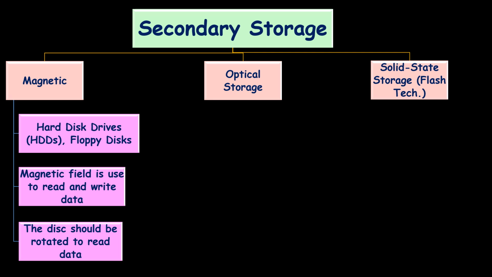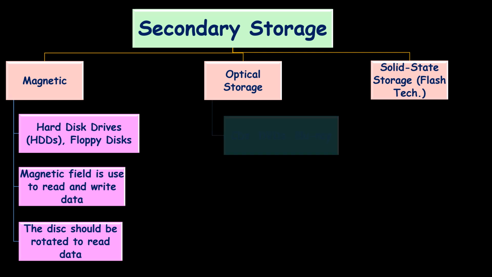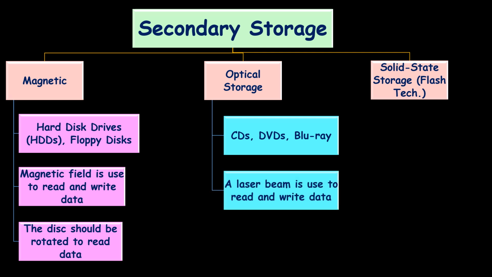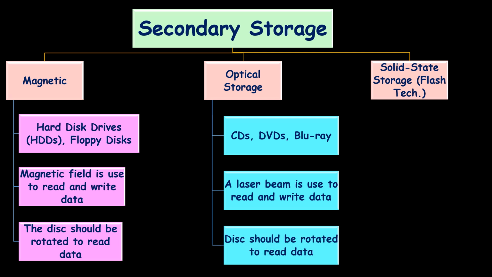And the second type is the optical storage. Some examples are CDs, DVDs, and Blu-rays. They are portable and durable and often used for movies or music. A laser beam is used to read and write data. And also the disk should be rotated, as in the magnetic disk, to read the data.